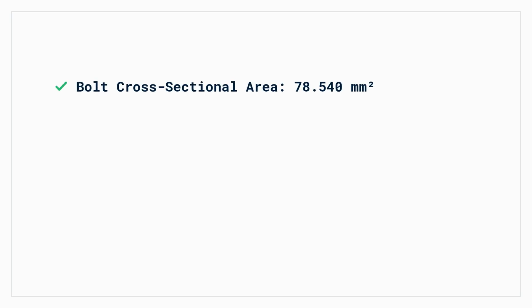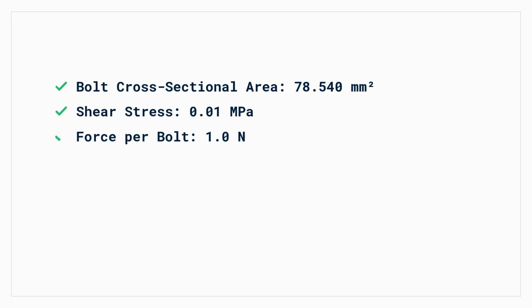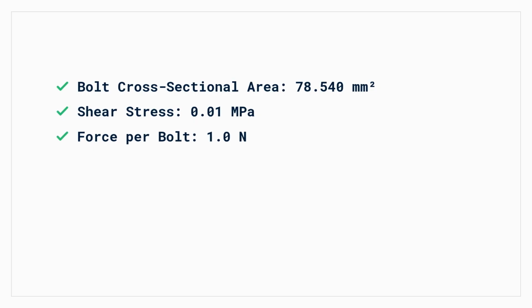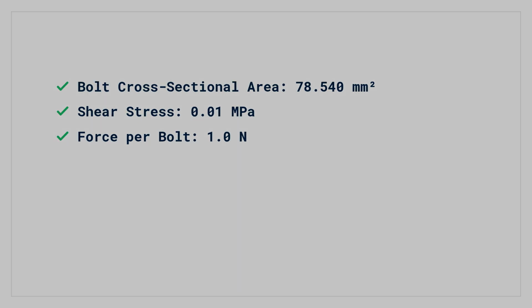The bolt cross-sectional area shows as 78.540 square millimeters. We also see values of 0.01 MPa and 1.0 Newton displayed in the output fields. These results help engineers verify that their bolted connections can safely handle the applied loads without failure.